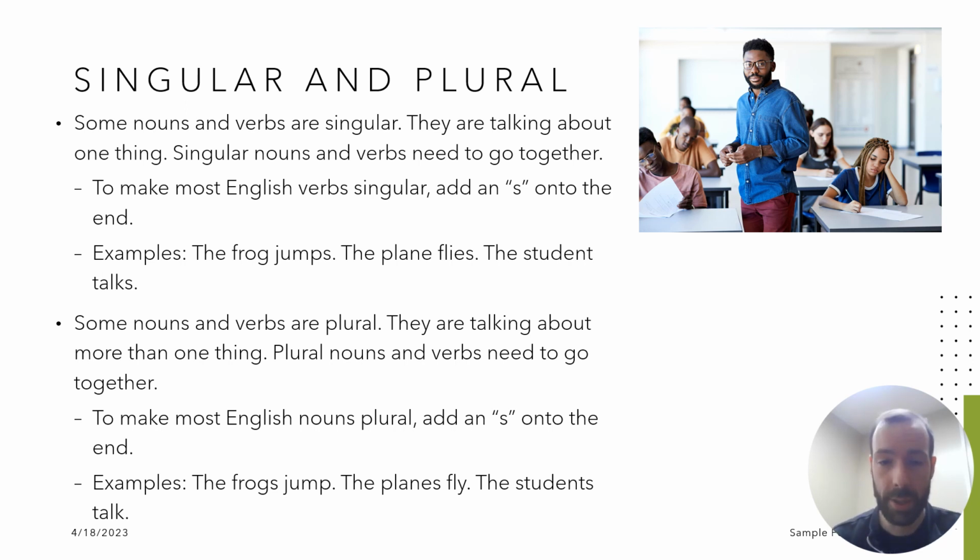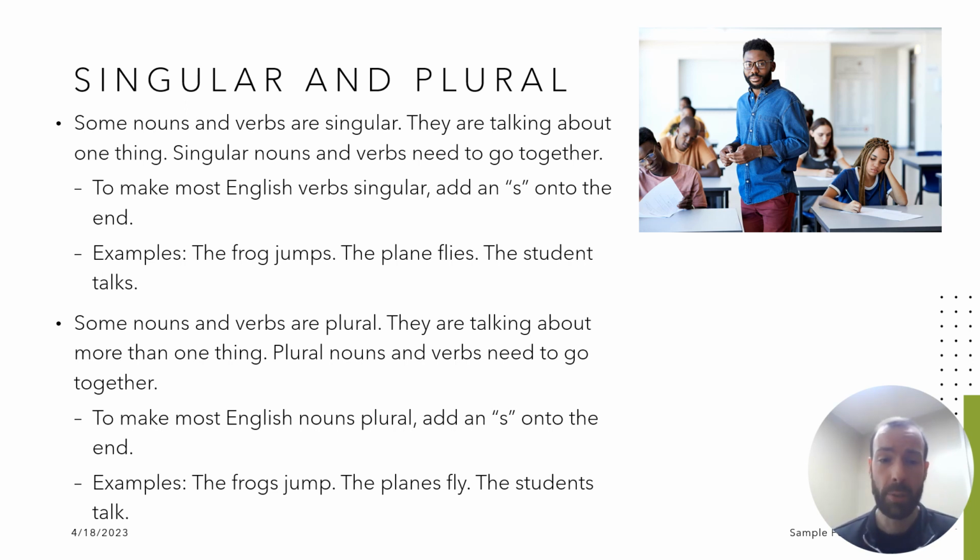The student talks. It would not be correct to say the frog jump, the plane fly, the student talk, because now we have a plural verb with a singular noun. Both the noun and the verb need to be singular, which means that the verb has an S at the end and the noun generally does not.